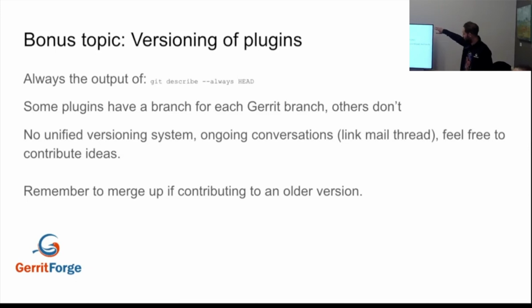Versioning, I said I was going to touch on this. The version of the plugin is always the output of git describe minus always head. That's going to give you a version that's usually, well, it should be the latest tag on that branch, followed by the amount of commits since that tag, followed by the unique identifier of the SHA-1 of the commit. So it's going to look something like 3.5.6-22- Right? Unless it's exactly on 3.5.6, in which case I just put that out.